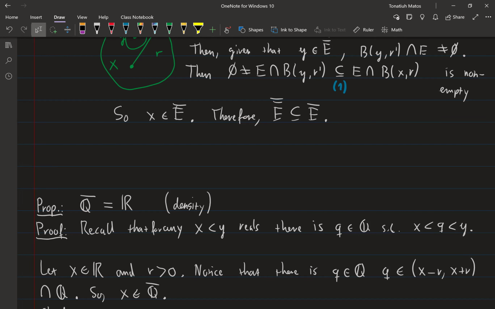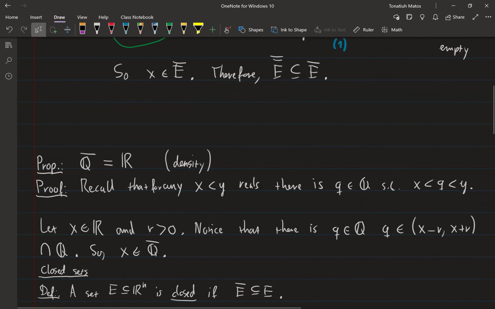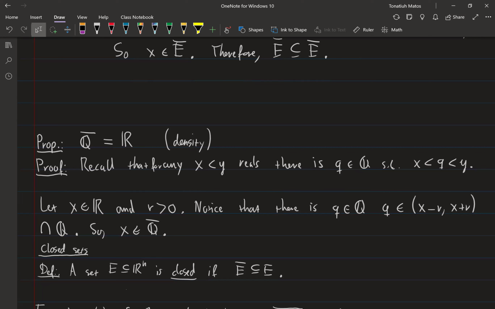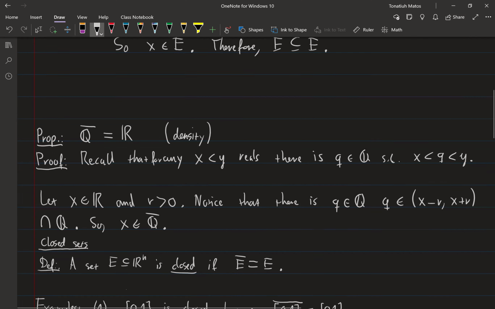And something that is very closely related, pun intended, is the following definition. A set E is called closed if it contains its closure. Like I said, every set is contained in its closure, so this inclusion is really just an equality, right? If you have the inclusion, the other one is always true, so they must be equal. So a set is closed if it is equal to its own closure. There is nothing you can add to it by taking the closure. Everything that is close to the set is already inside the set, which is why we call this closed, right? There's nothing you can add to it.